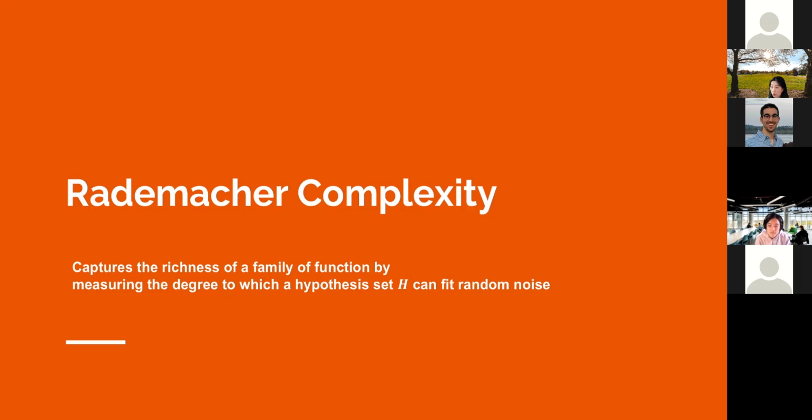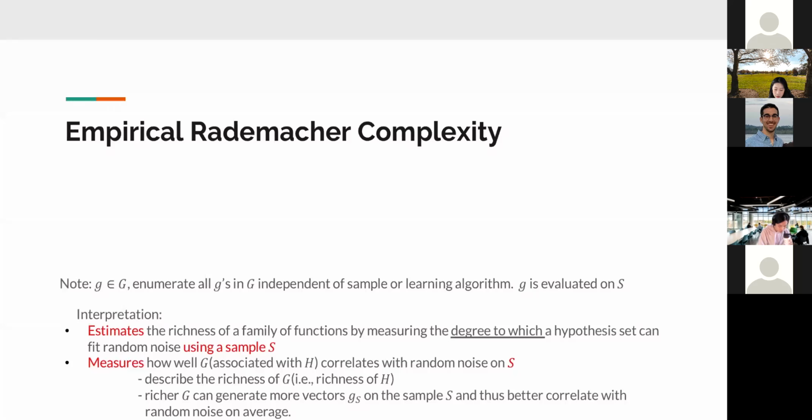So here, the Rademacher complexity is just the richness of a family of functions, or you can also understand it as the richness of a hypothesis set, so that it measures the degree to which the hypothesis can fit random noise. Okay, so how do they really do that?